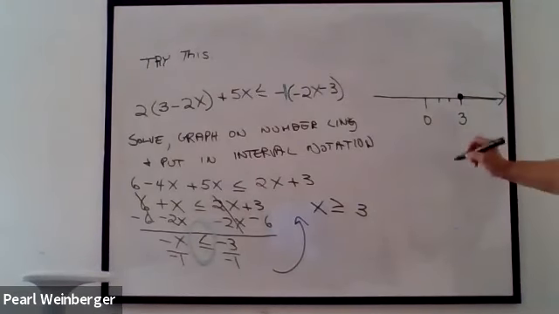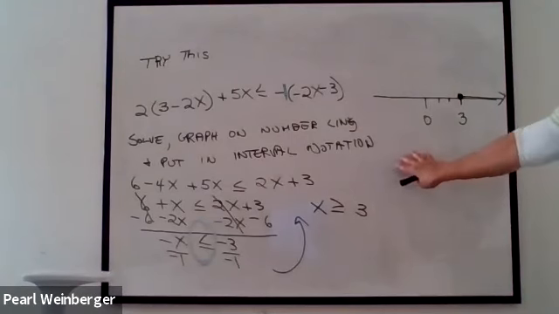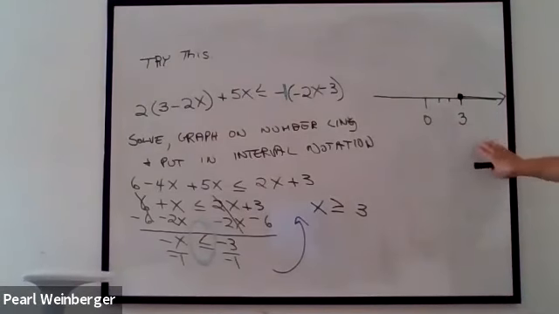In interval notation, remember when you're writing the interval, you just write the numbers. On the left side of the interval notation, you put the number that's the furthest to the left of the section that is covered in the number line, which is the 3.